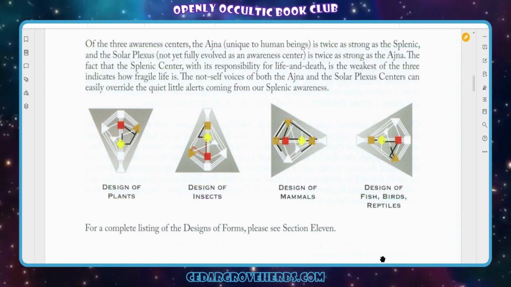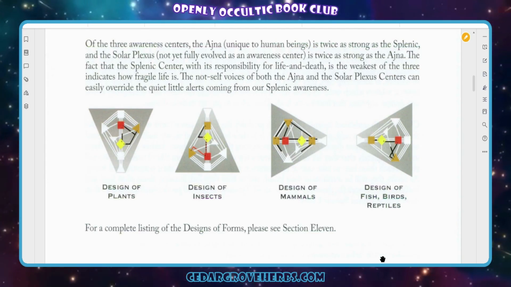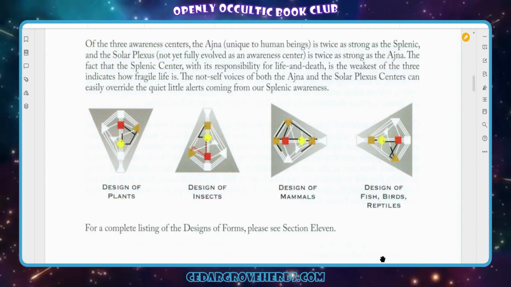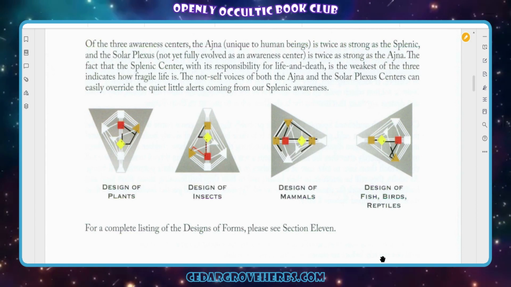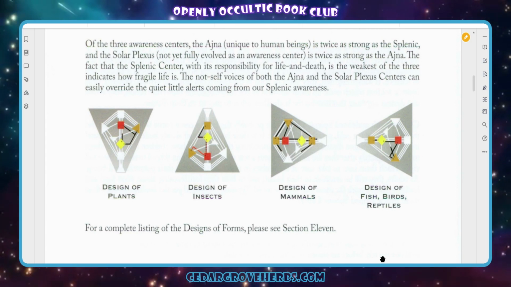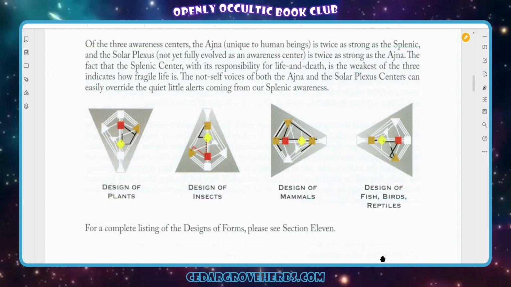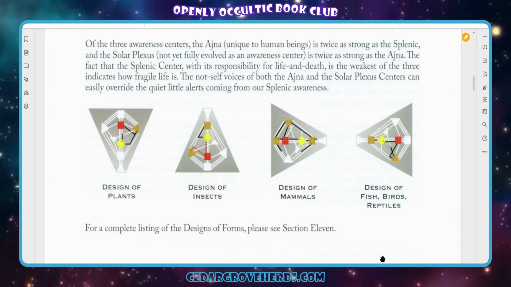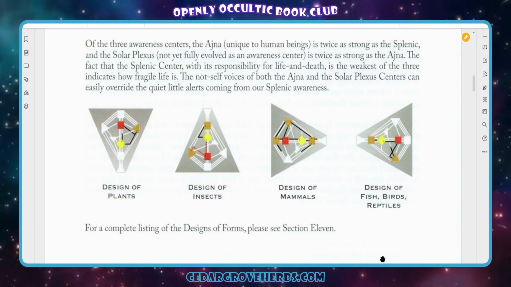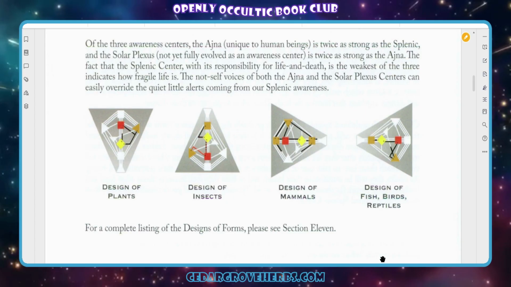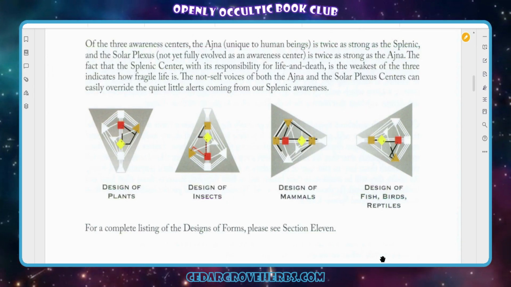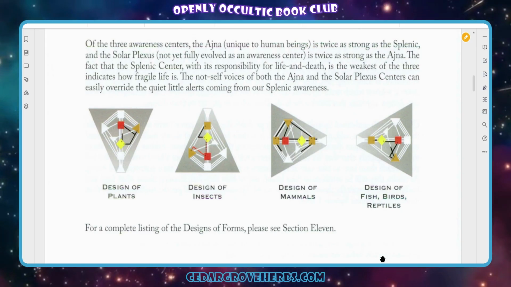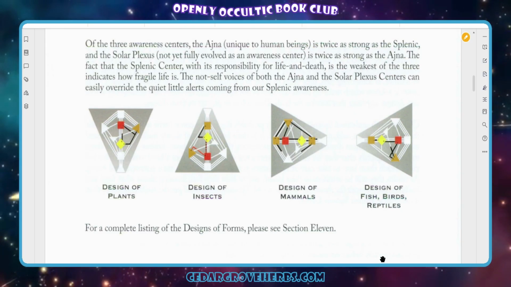So the Ajna is twice as strong as the splenic, and the solar plexus... I'm sorry. The Ajna is twice as strong as the splenic center, and the solar plexus is twice as strong as the Ajna. The fact that the splenic center, with its responsibility for life and death, is the weakest of the three indicates how fragile life is. The not-self voices of both the Ajna and the solar plexus centers can easily override the quiet little alerts coming from our splenic awareness.